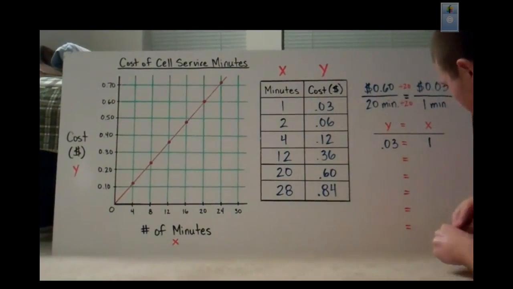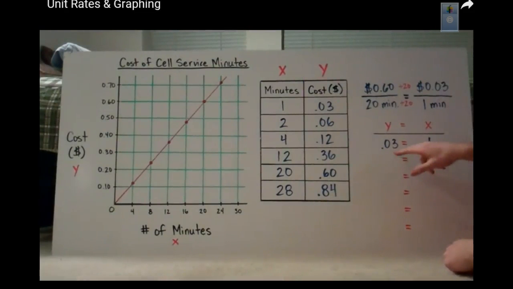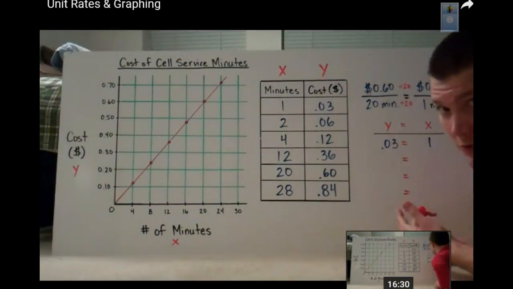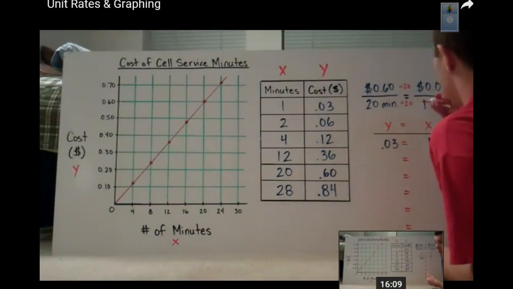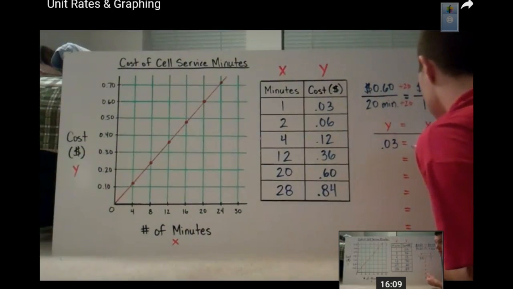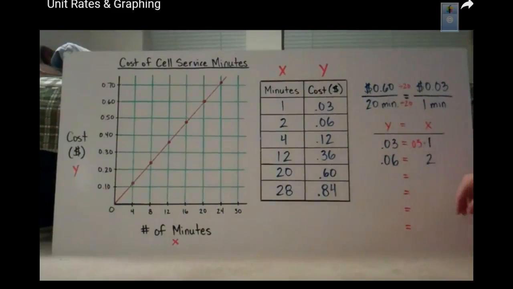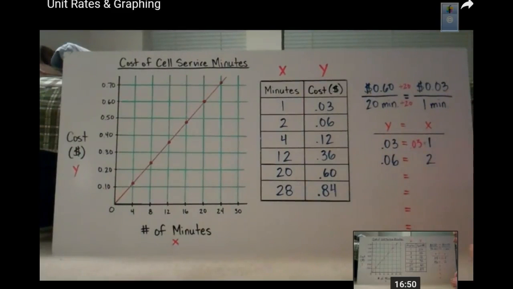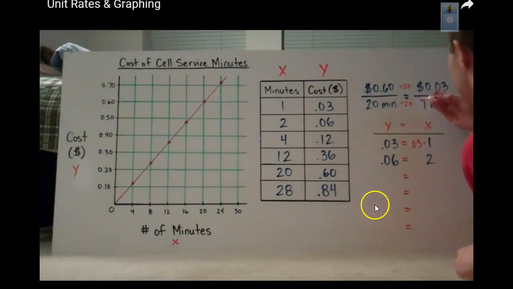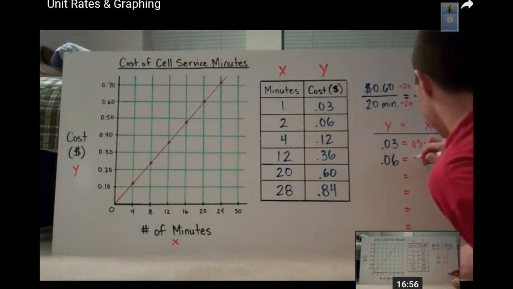Leave space, right? Because you've got to put in that 3 cents for your unit rate. What can I do? You can just multiply by 0.03. I'm going to multiply by 2 to get 0.06. I'm going to multiply by 0.03 again, just like the last one. We do the exact same thing.